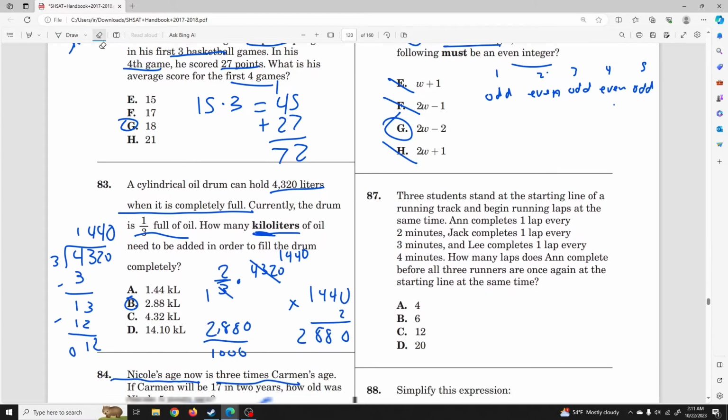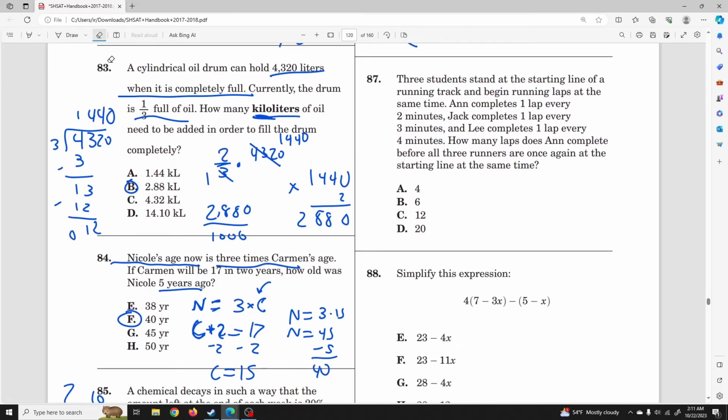So that's all. So 3 students stand at the starting line of a running track, and they begin to run laps at the same time. Anne completes 1 lap every 2 minutes.